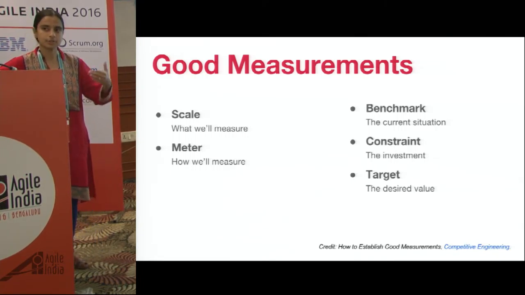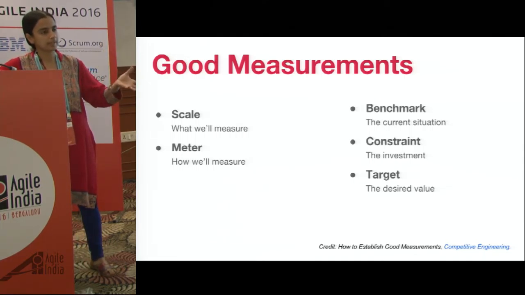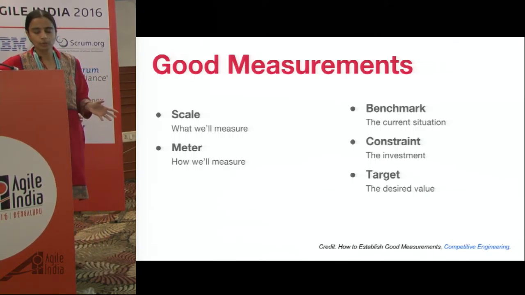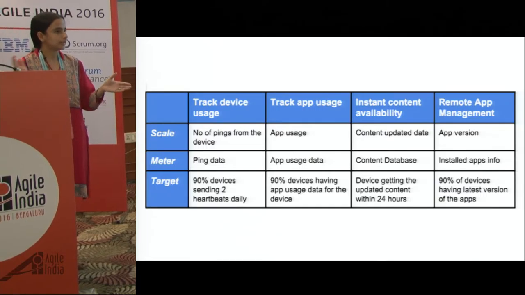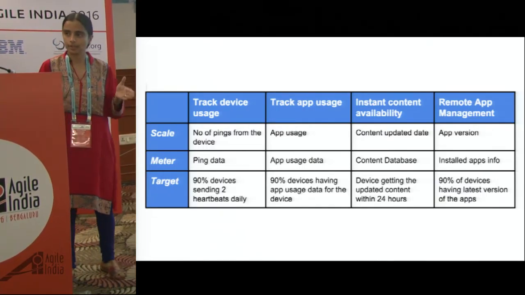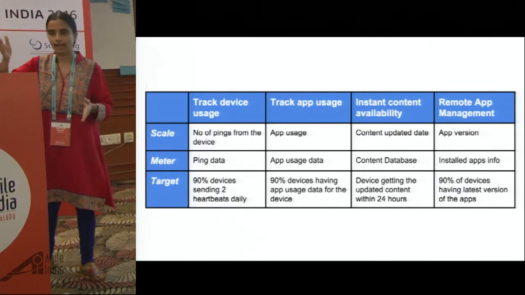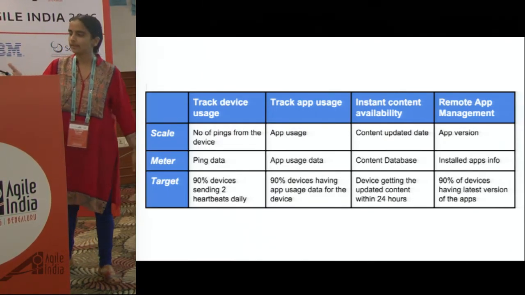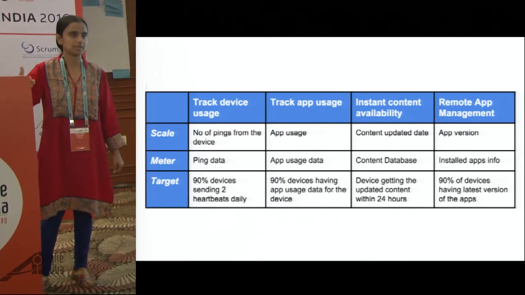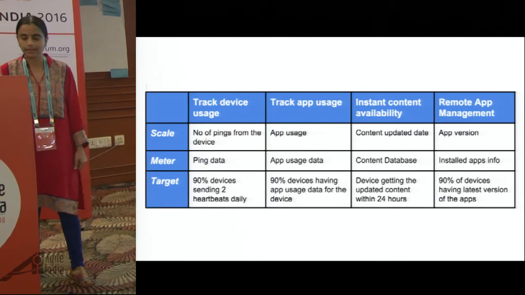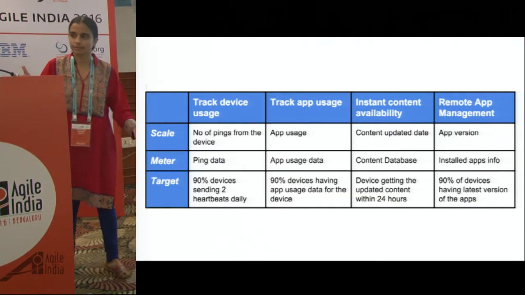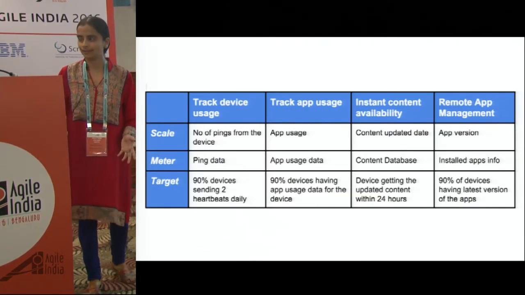Our idea is to reach this particular target. So the goal will work once it reaches the target. If it does not, then there is a failure. So we converted that measurement, the goals, into a tabular format, answering almost all of the measurements. Yes, it doesn't have all the things I mentioned in the previous slide. It doesn't have constraint and the benchmark. Benchmark is zero because they don't know anything.